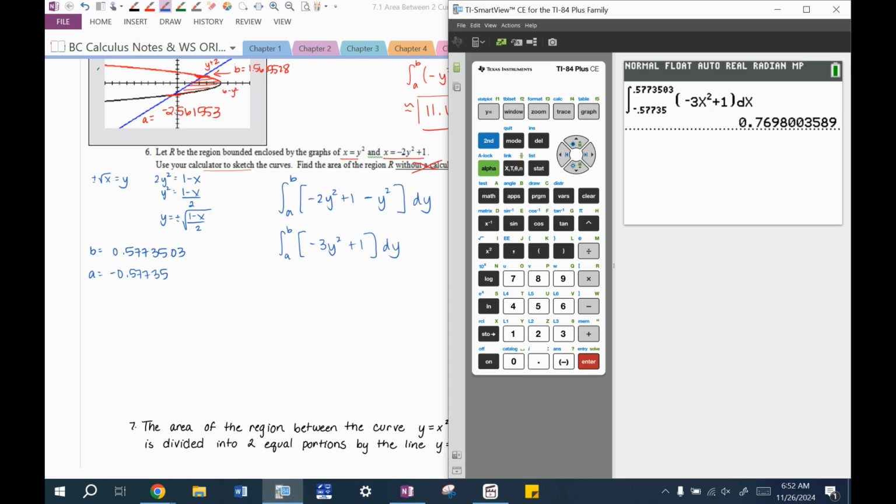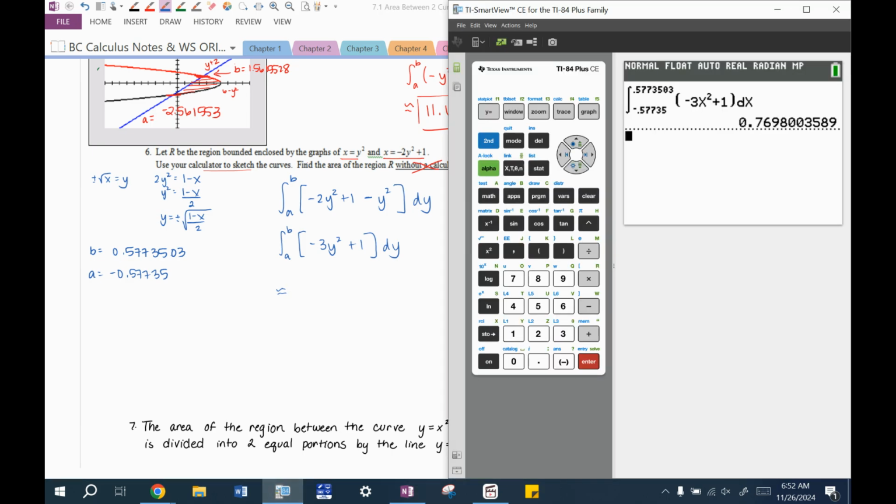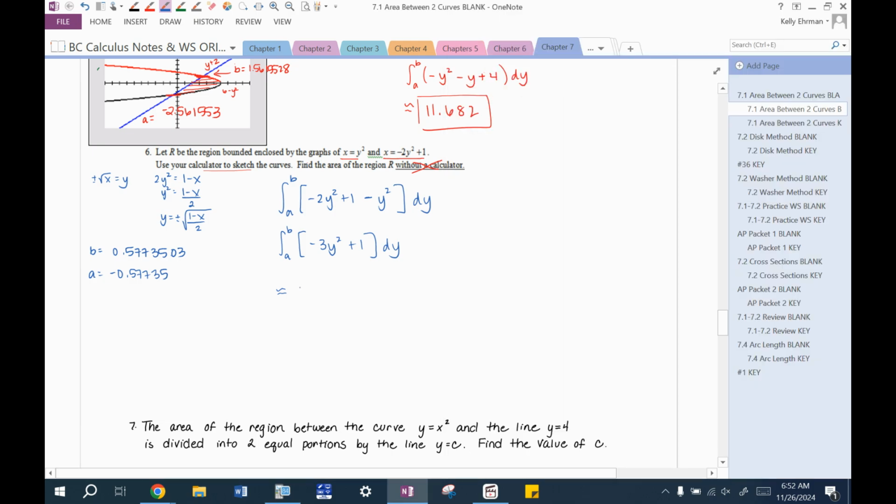dx. So this is about equal to 0.770. If you want to do it without a calculator, I have that it comes out to negative 2 over 3 to the 3 halves plus 2 over square root of 3.